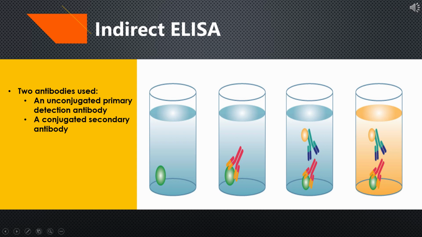Okay, so for the indirect ELISA, the antigen is immobilized onto the wall, like in a direct ELISA. However, there is an additional step. First, an unconjugated primary detection antibody is used to bind the antigen of interest. Then, a conjugated secondary antibody is used to bind to the primary antibody. The conjugated secondary antibody reacts with the substrate to produce a colorimetric signal that can be measured. This greatly increases test specificity for the antigen of interest and helps avoid the disadvantage of the direct ELISA.